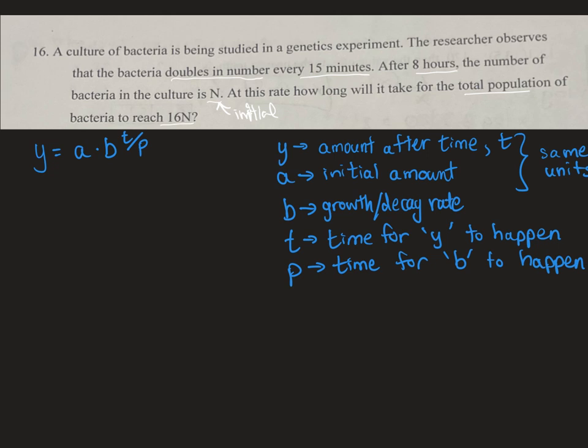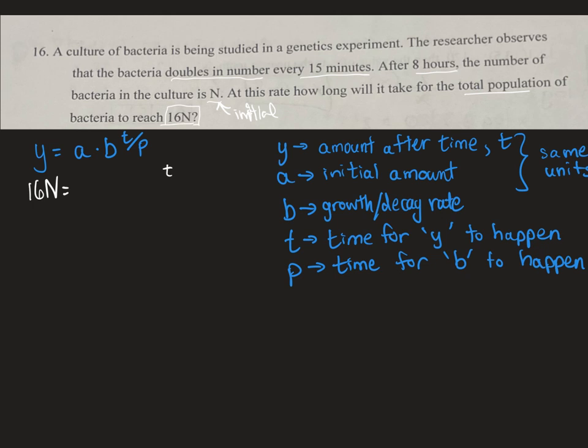We have y, which represents the final amount or the amount after a certain amount of time. And that's actually one of the things we're given. 16n is going to be that final amount, which means t is the amount of time for that to happen, which is what we're looking for. So I'm just going to write t right away because I know where we're looking for that. That's the numerator of the exponent.